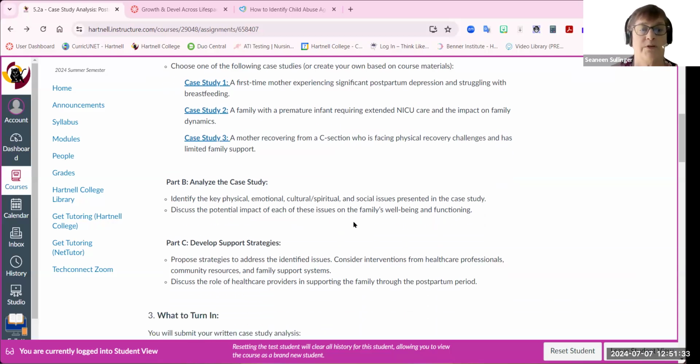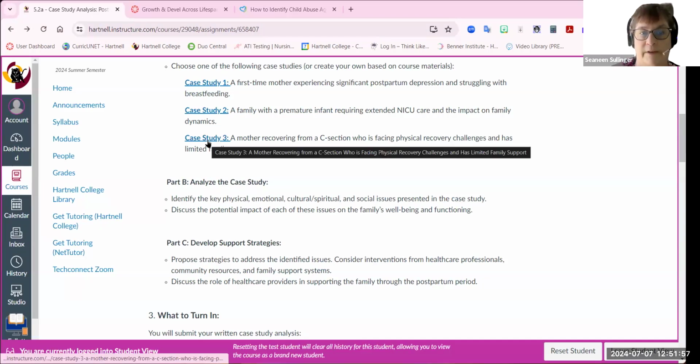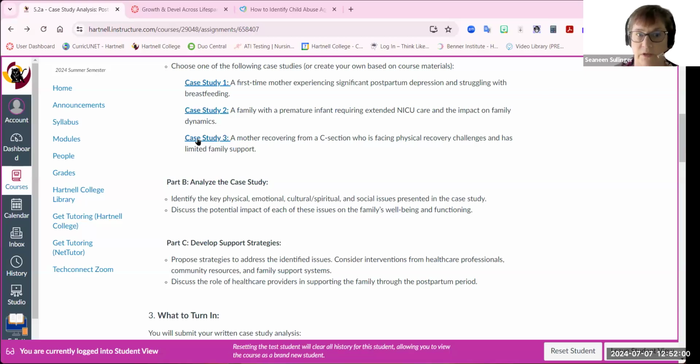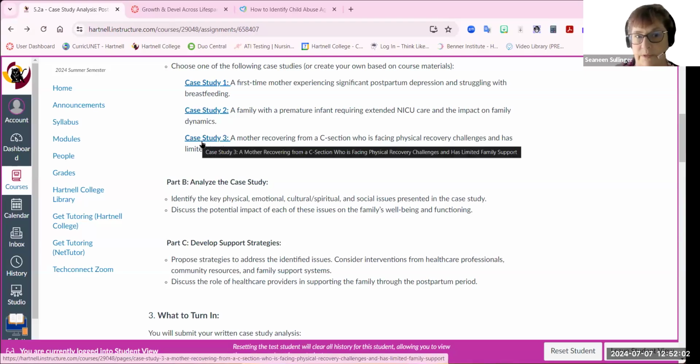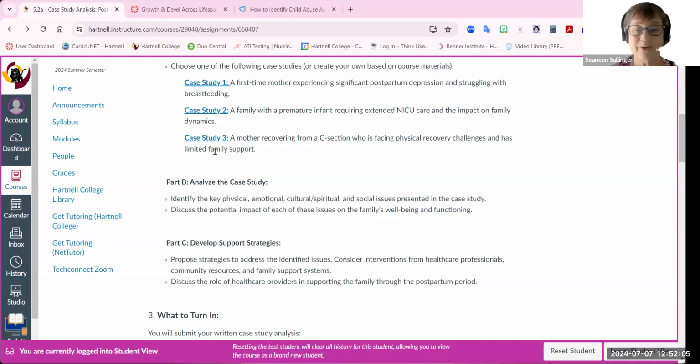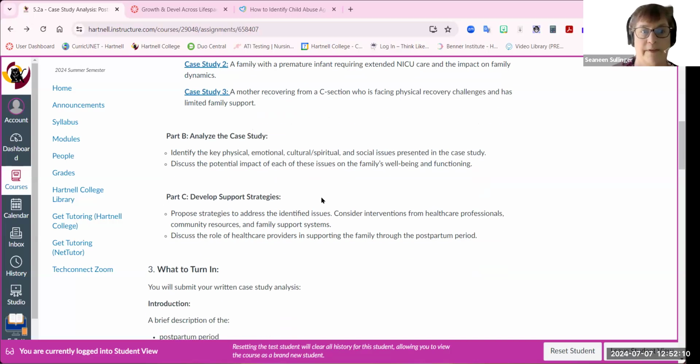And then you want to propose strategies to address those issues. So consider interventions from healthcare professionals, community resources, family support systems, and the role of healthcare professionals in supporting the family through the postpartum period, right? Because it should be us. So you're going to think about that. So if she's having pain, what can we do about that? If she's struggling with certain things, what resources do we have? What resources do we have in Salinas Valley or South County or North County, what do we have available here?